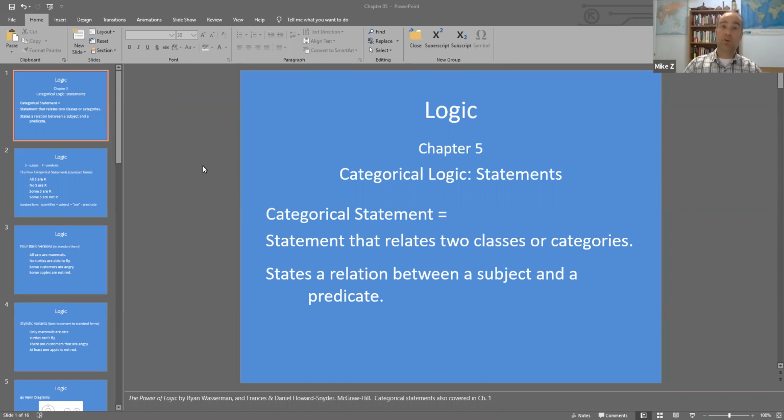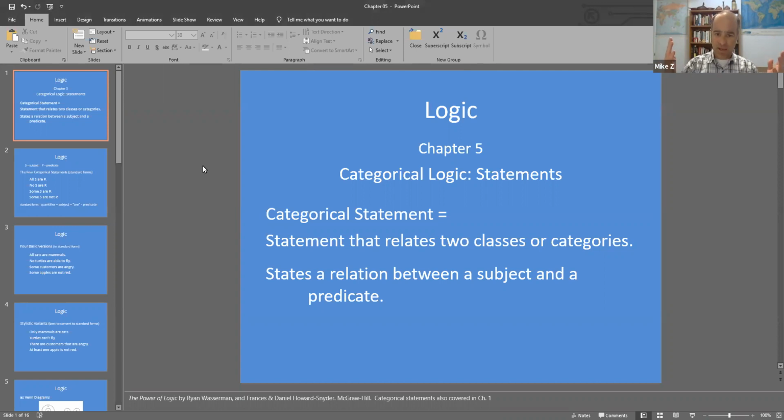In this chapter, we'll look at the different kinds of categorical statements themselves and their logical interrelationships with each other. Then in Chapter 6, we'll look at full arguments that exclusively use categorical statements as the premises and the conclusion of the arguments.